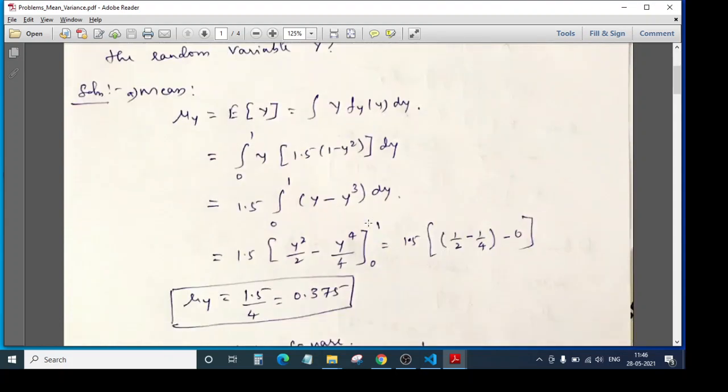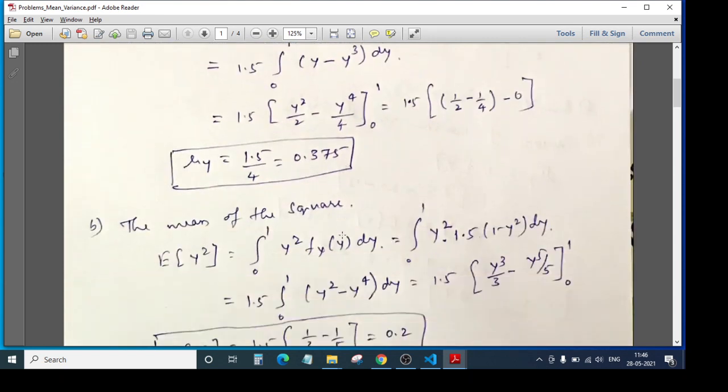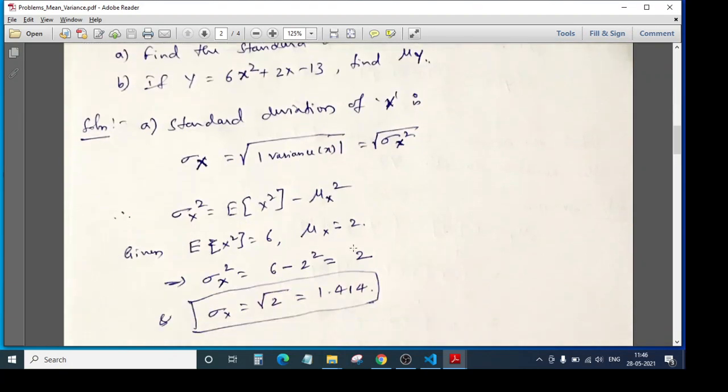You can observe here, mu is nothing but mu y. There we have x, here we have y. So mu y is what now? E of y. And what we have done here while finding the variance, you can see here mu y square. So mu y is what now? E of x. So that square. The same thing we are doing here, mu x the square.